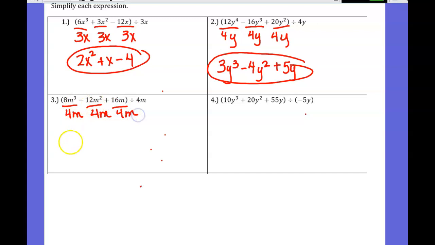Number 3, dividing by 4m. 8 divided by 4 is 2. M will be squared. Negative 12 divided by 4 is negative 3. M would be to the first power. And 16 divided by 4 would be 4, and the m's would cancel out.